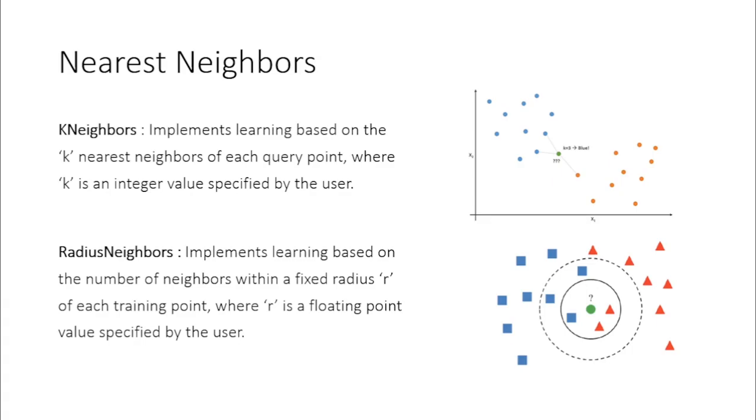Nearest neighbors. We have two types of nearest neighbors learning methods. The first one is k-neighbors. This learning method implements learning based on the k nearest neighbors of its query point, where k is an integer value specified by the user. In this case, the query point, for example our unseen data point, is fed to the model, and the label assigned will be based on its neighbors.